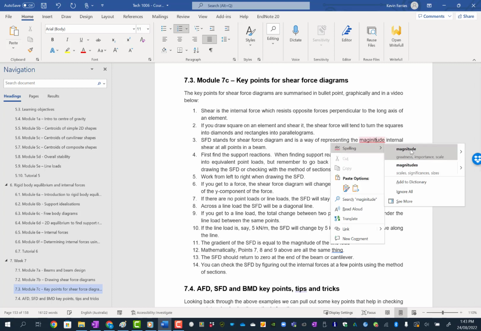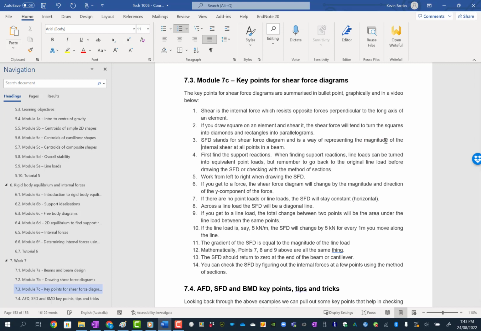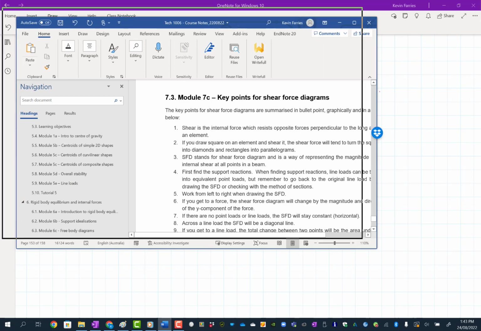Of course I can't spell, I'm an engineer. Magnitude of the internal shear at all points along a beam. That's what we're trying to do here. Okay, so when you're actually solving these problems, let me just move this out of the way.